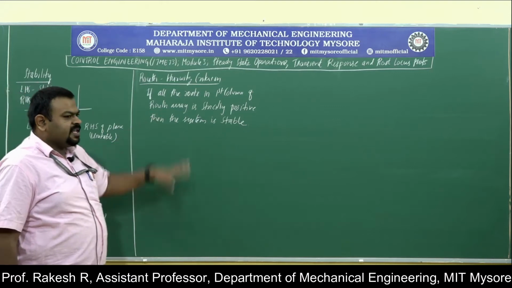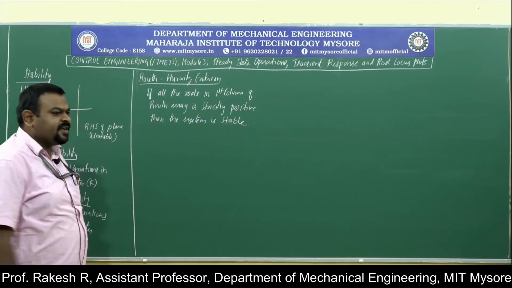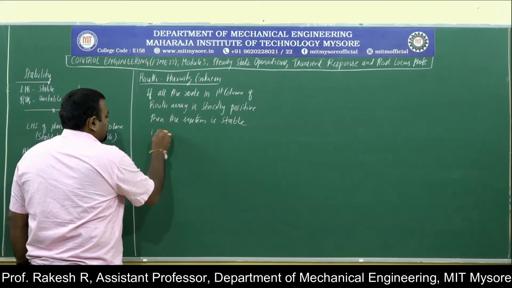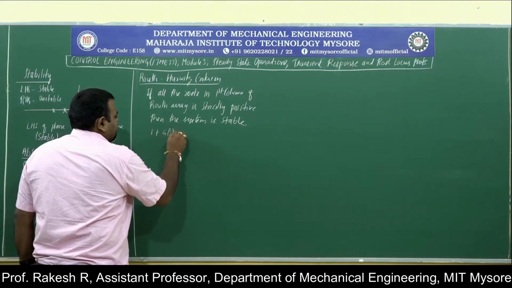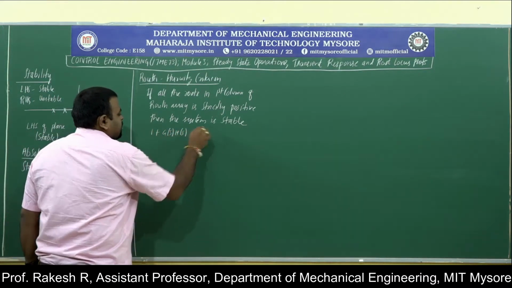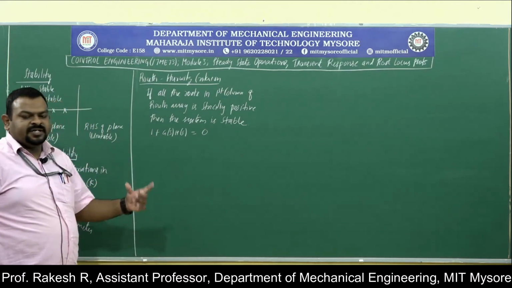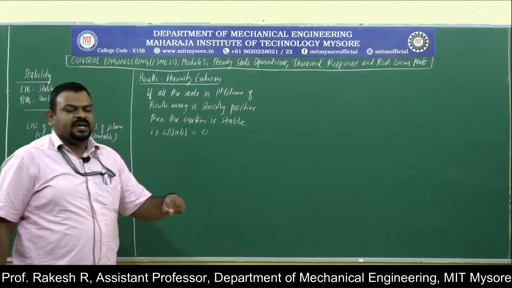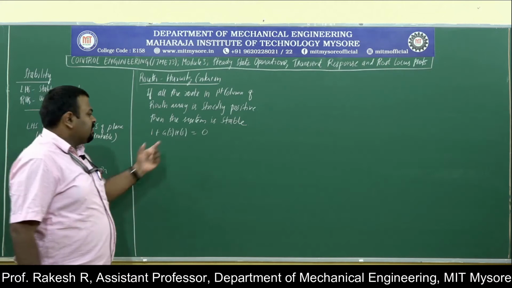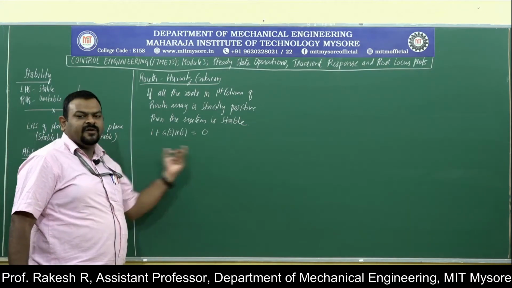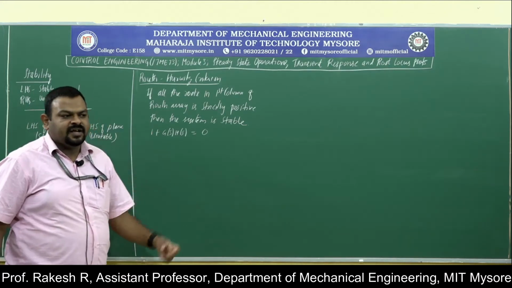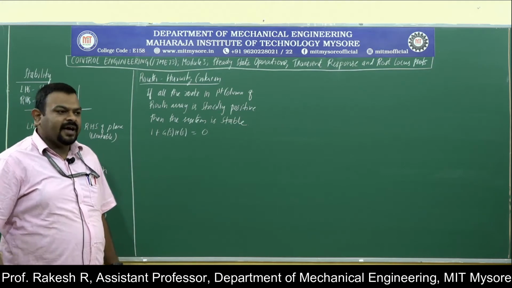Initially they take a characteristic equation. The characteristic equation is 1 plus G(s)H(s) equal to 0. From this characteristic equation, they proposed a method of writing the characteristic equation in the form of an array. That array is called the Routh array.